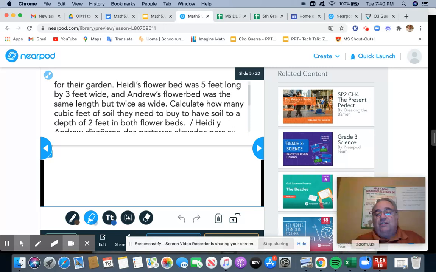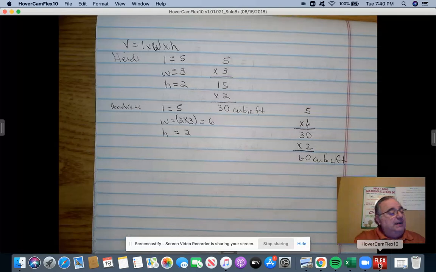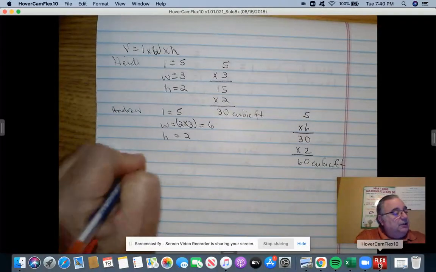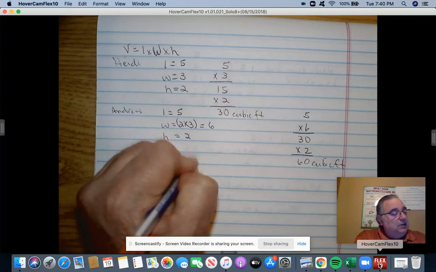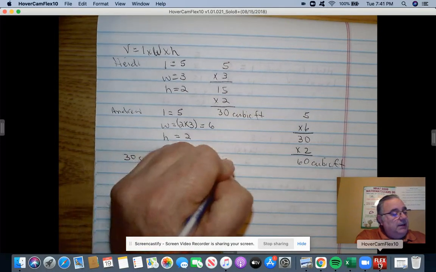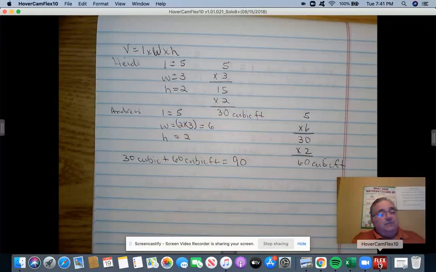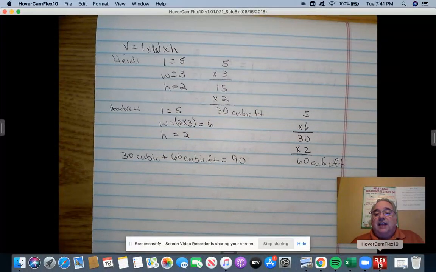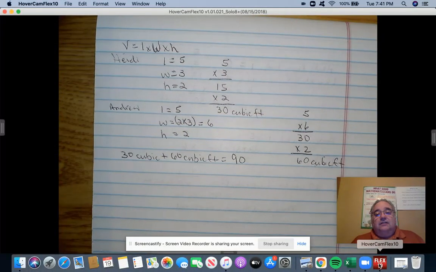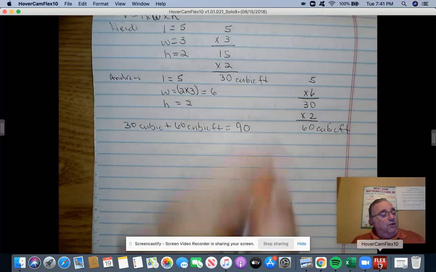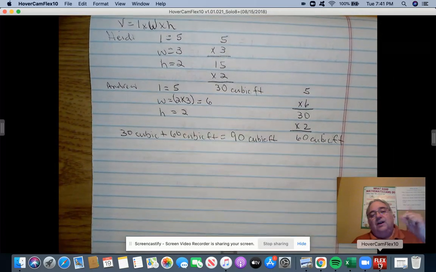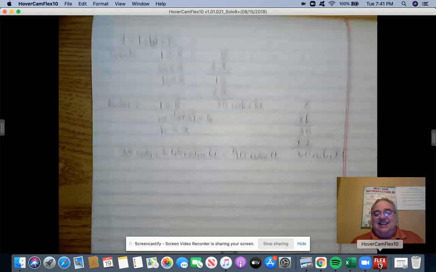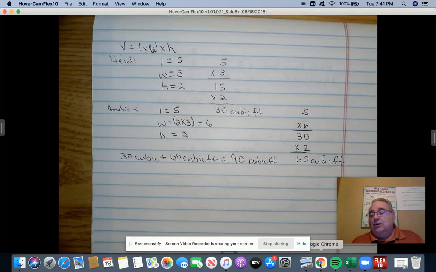What we have to do, as I said, is combine the flower beds. So that's 30 cubic feet plus 60 cubic feet. And that gives me 90. Am I done with that? Is that the correct answer? 90. You are right, we have to put the units, cubic feet. Way to go, guys. Excellent, excellent, excellent. Very proud of y'all. That is some good work.